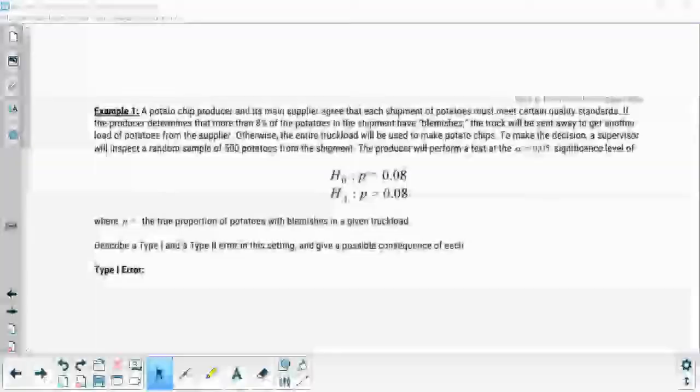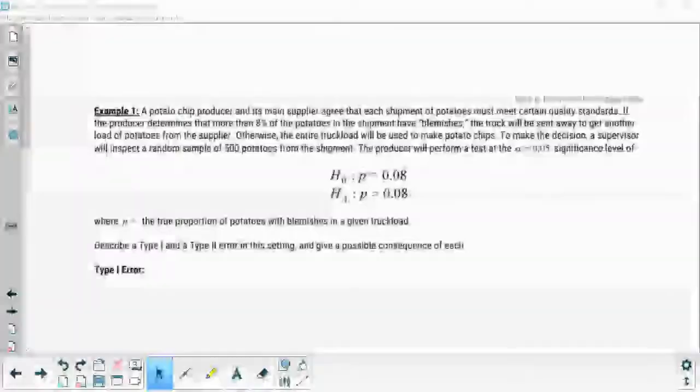So let's go ahead and go through an example. We have a potato chip producer and its main supplier agree that each shipment of potatoes must meet certain quality standards. If the producer determines that more than 8% of the potatoes in the shipment have blemishes, the truck will be sent away to get another load of potatoes from the supplier. Otherwise, the entire truckload will be used to make potato chips.